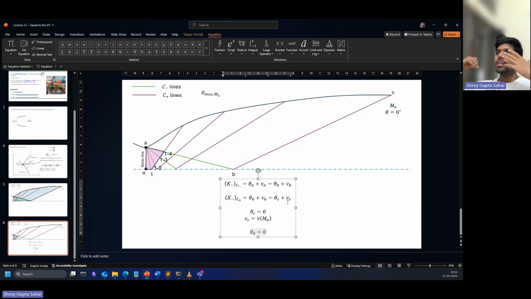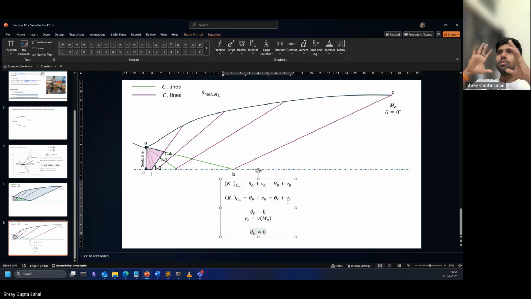So what we are saying is, at the center line, once the C negative hits the center line, then it will reflect back and reach the nozzle exit. That is going to happen because that is the only way.